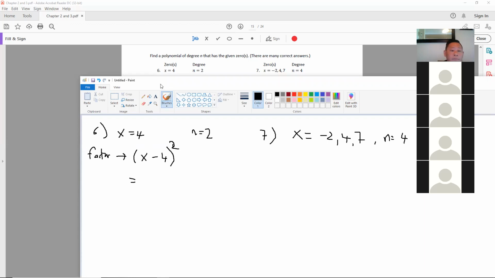Anyone foiling? x squared minus 8x plus 16. Yep, very good. And don't forget what in the front. The f of x, function. f of x. Yep. So this is your answer in this case.